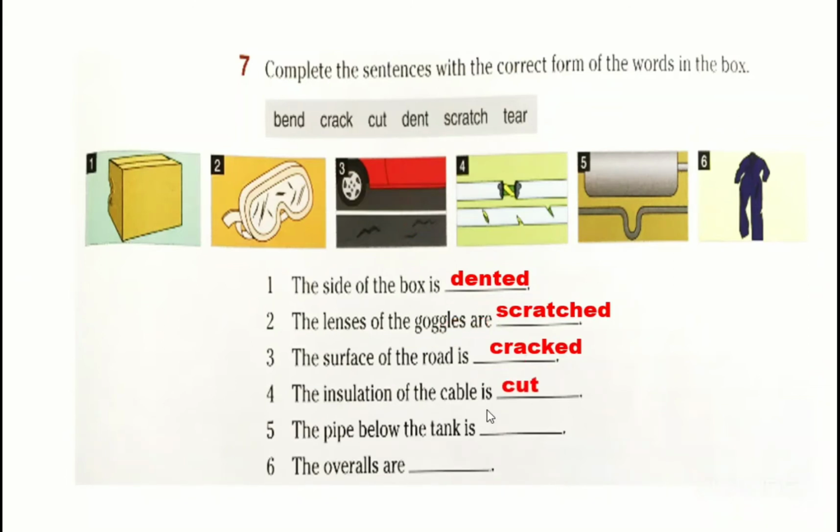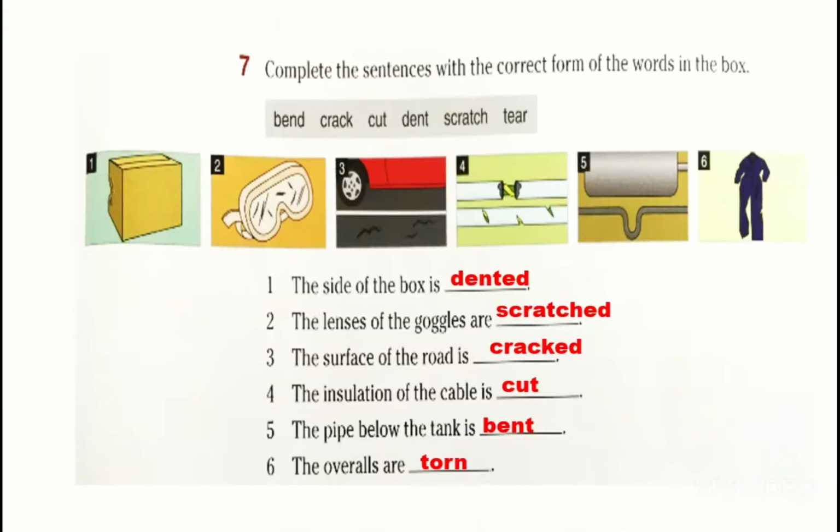Yes, it is cut. Now, the pipe under the tank here, is it straight? No, it's not straight. So I say the pipe below the tank is bent. It's bent. It's not straight. And the last thing, look at the overalls here. We can say overalls, we can say coveralls. It's the same one that you wear when you come to school. Okay, the overalls are torn. Look here, there is a problem here.